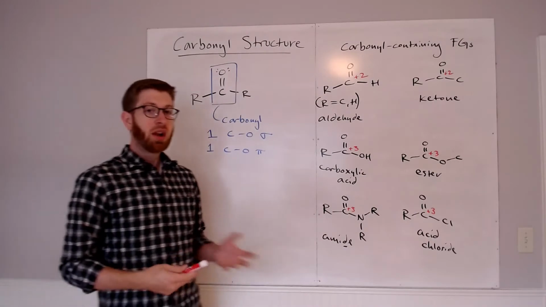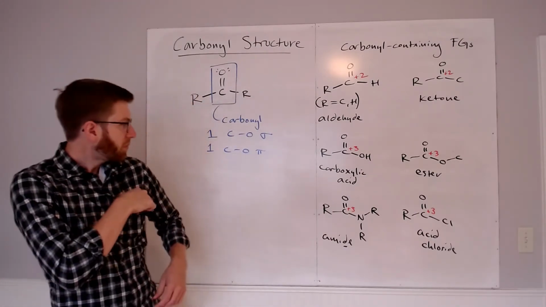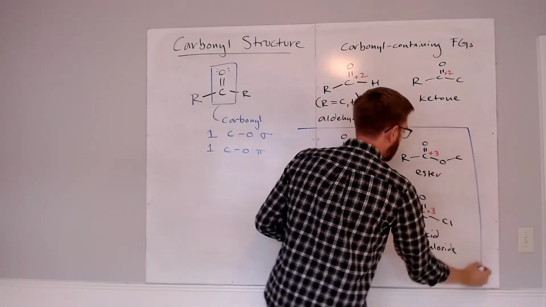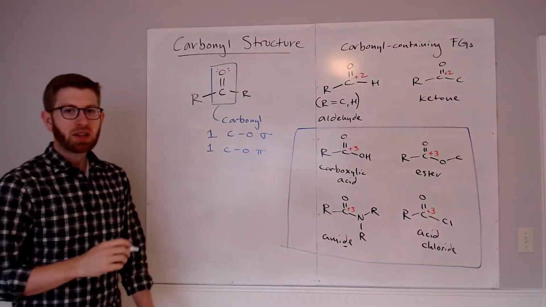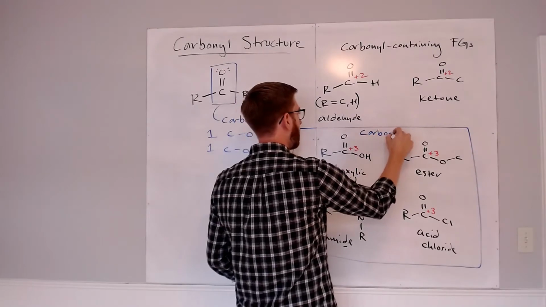We can actually characterize these carbonyls by their oxidation levels. So what we could say is that any type of carbonyl that has this carbon at the +3 oxidation level, we could call these carboxylic acid derivatives.